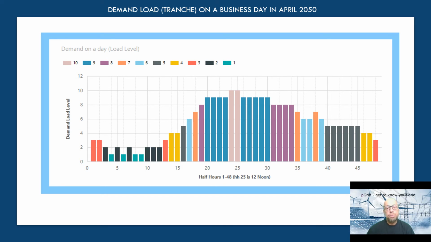We can produce prices from this because we know what the prices are in each of these load levels, and so you could reproduce a curve that shows you how prices change within this scenario. Again, we don't have enough time in this presentation to go into prices, but that is all within pGrid.